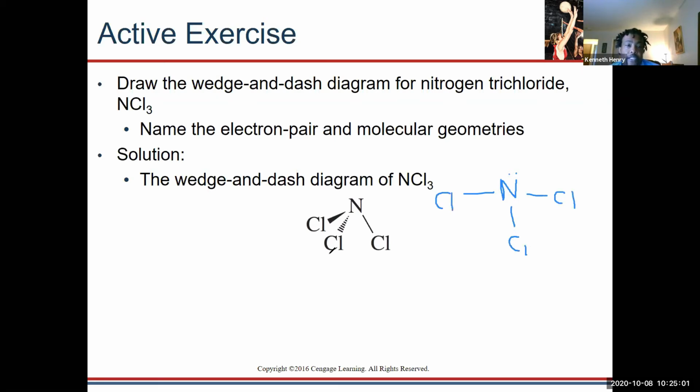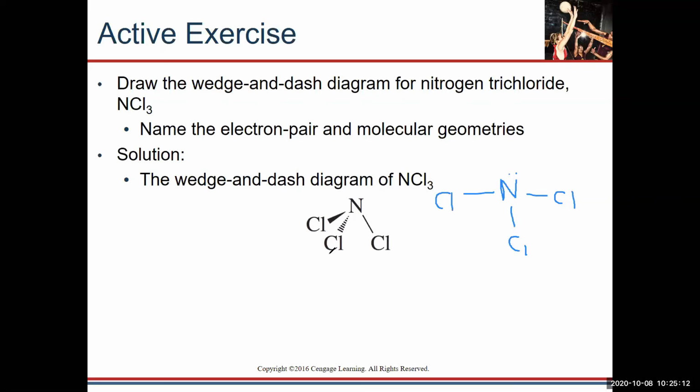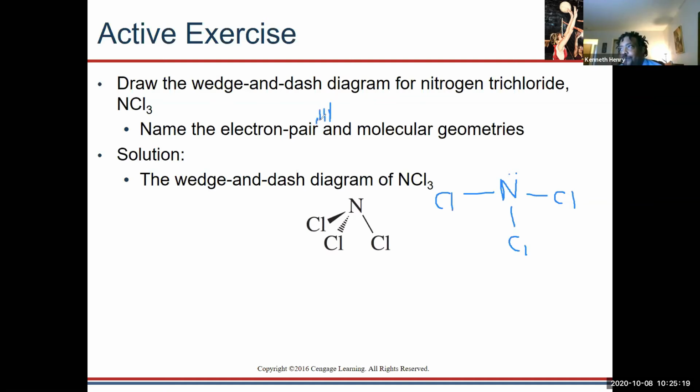The way that we would draw it with a wedge dash structure: on your phone, you have the bars showing how good a signal you're getting, your Wi-Fi signal or your cell phone signal. Something like that. So the dashed line means that chlorine is going towards the back. The big wedge means the chlorine is going towards the front. The straight line means the chlorine is going towards the side. So you have one in the front, one in the back, and one on the side.